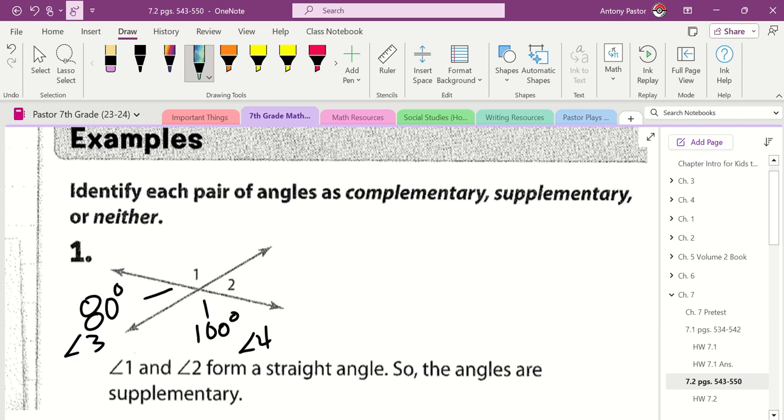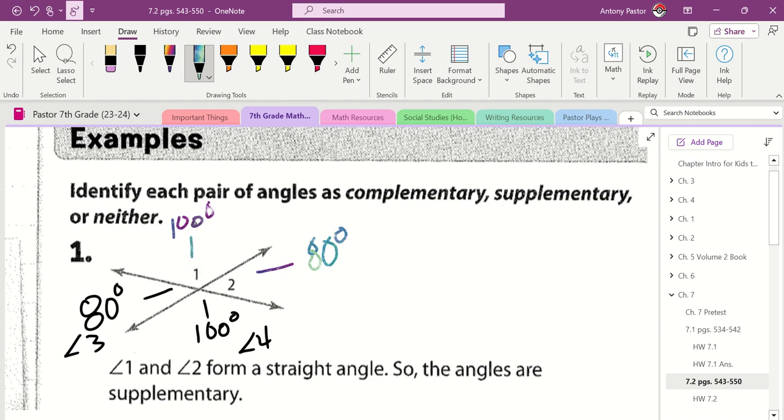So what would be the measurement of angle 1? 100. Okay. So angle 1 is 100 degrees. What about angle 2? 80. Okay. Do you guys see what he did there? Measure of angle 1 is vertical from measure of angle 4. Those are vertical angles. We learned this last lesson.